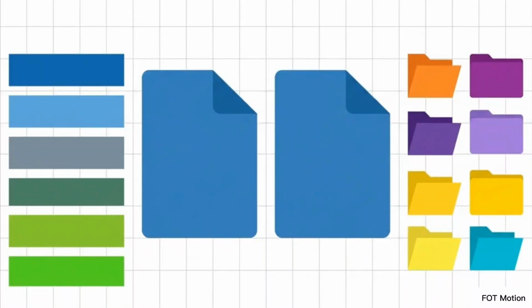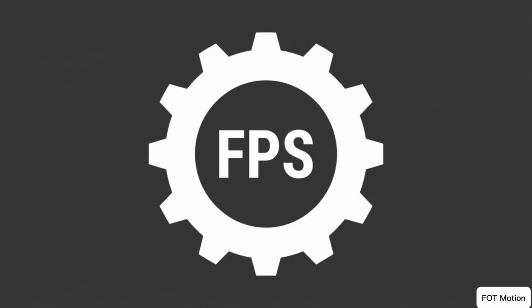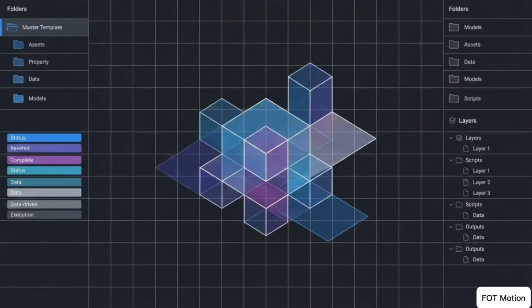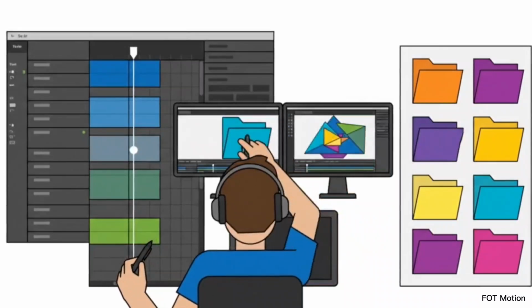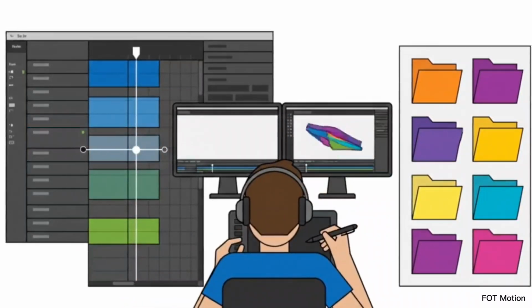To make the system efficient, you use a starter template. This is a master project file that already contains your folder structure, preset composition settings, and color-coded labels. Instead of building the system from scratch every time, you open the template and start with the foundation already built. This shifts your time away from repetitive organization and directly into creative execution. You start every project with the boring work already finished.